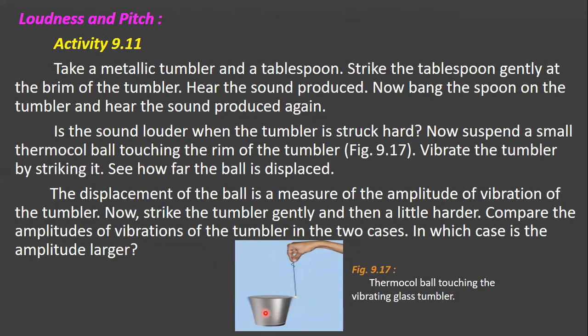When you strike the tumbler, children, the vibrations are produced here, and now you see when the vibrations are produced how far this ball is displaced. And the displacement of the ball is a measure of the amplitude. The displacement means how far it is moved, no? That is the amplitude of the vibration of the tumbler.